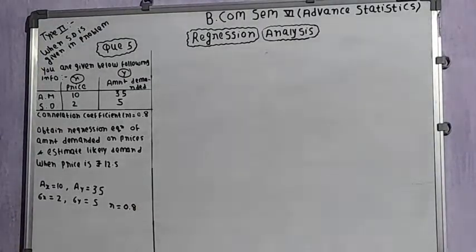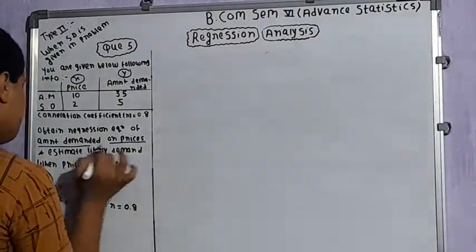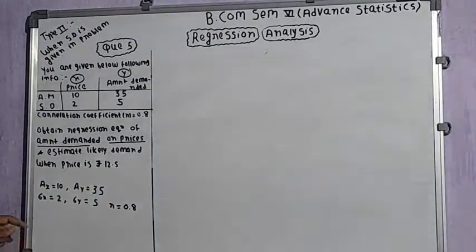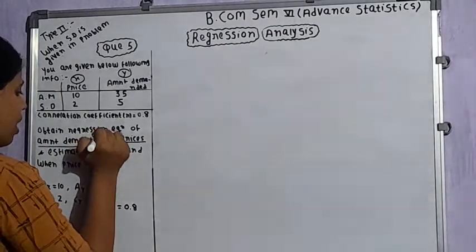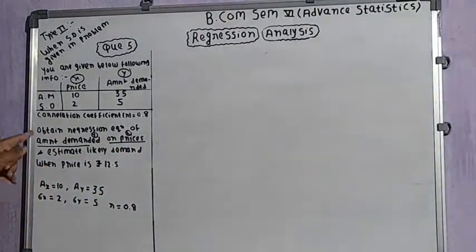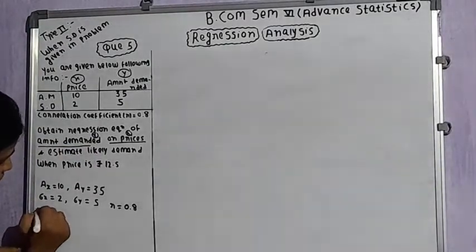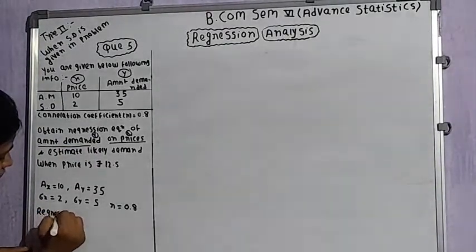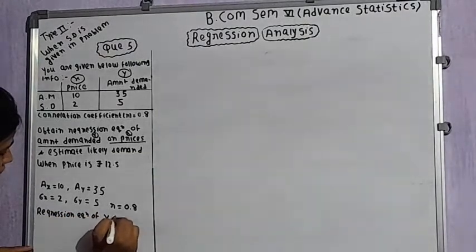Okay. What do we have to find? Obtain regression equation of amount demanded on price. Amount demanded is being denoted by Y and price is being denoted by X. So what we have to find is the regression equation of Y on X.